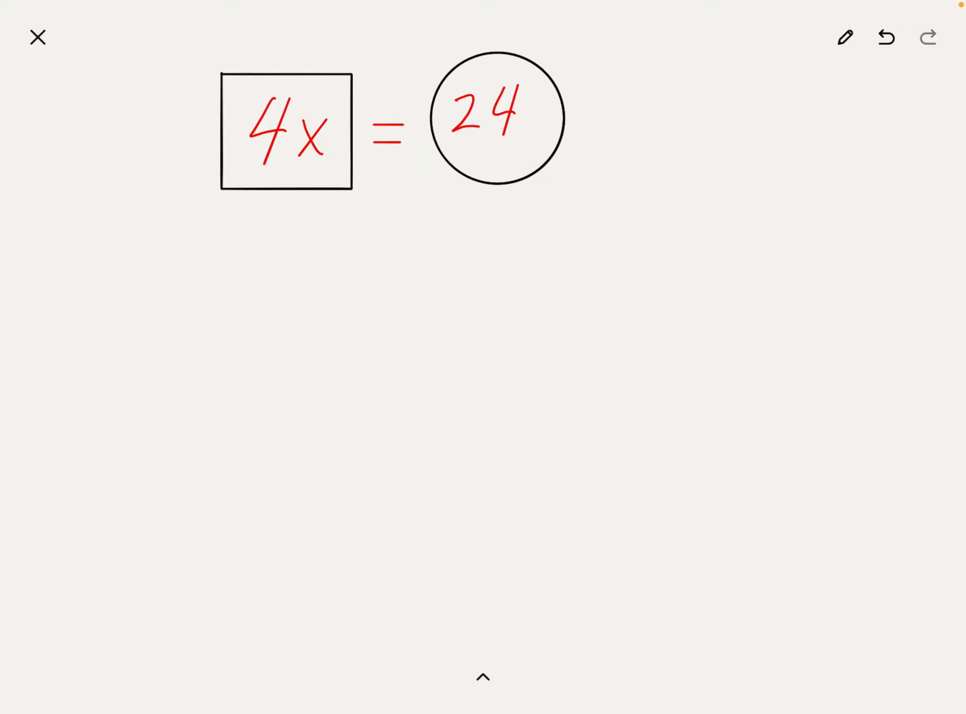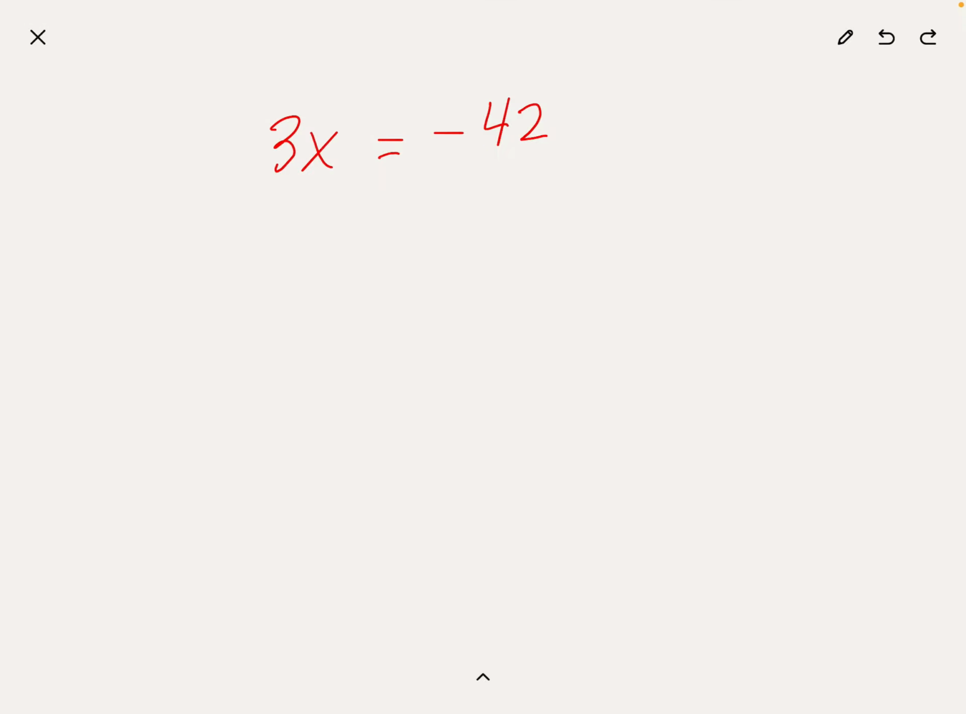Now, the goal of boxes and circles is to get all the boxes on one side of the equal sign and all the circles on the other side of the equal sign. That's the goal always. Get the boxes on one side, the circles on the other side. Once you've done that, you're going to divide both sides by whatever number is in the box. So in this case, we got 4x, so we can divide both sides by 4. So 4 divided by 4 is 1x. That's the reason we're dividing by 4, because ultimately we want only 1x on the side. And then 24 divided by 4 is 6. So 1x equals 6. So we've solved the equation, we're done.